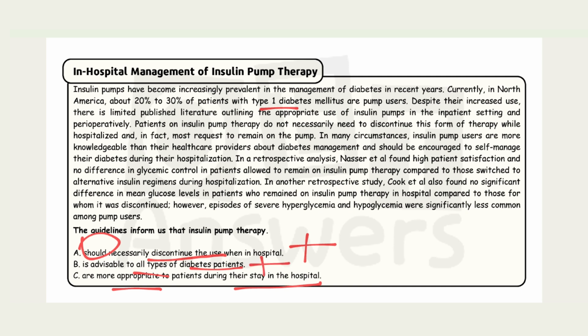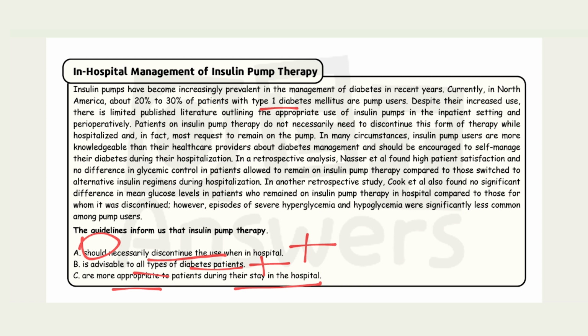You can eliminate this. Coming to option C, insulin pump therapy is more appropriate for patients during their stay in hospital. So this is the overall idea. I told you already, you cannot find answers visibly, you can get them only through understanding. So this is the main idea method, right? So this is more appropriate for patients in the hospital.